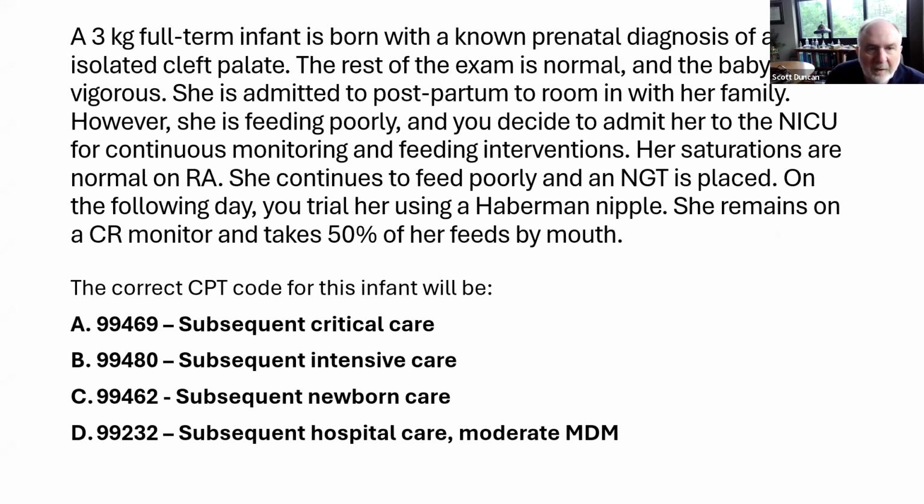So let's look at this one. A 3-kilogram term baby is born with a known prenatal diagnosis of an isolated cleft palate. The rest of the exam is normal. The baby's vigorous. She's admitted to postpartum to room in with her family. She's feeding poorly. You decide to admit her to the NICU for continuous monitoring and feeding interventions. Her stats are fine. She feeds poorly, and a G-tube is placed. On the following day, you trial her using a Haberman nipple. She remains on a CR monitor and takes 50% of her feeds by mouth.